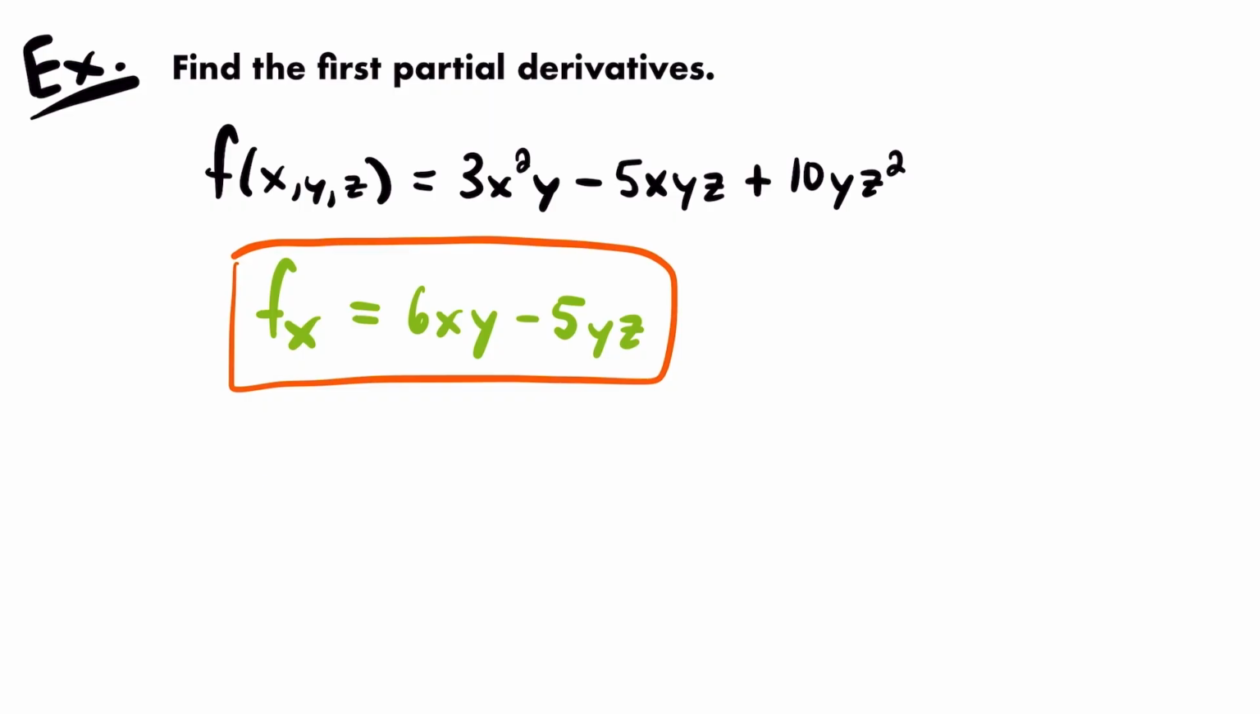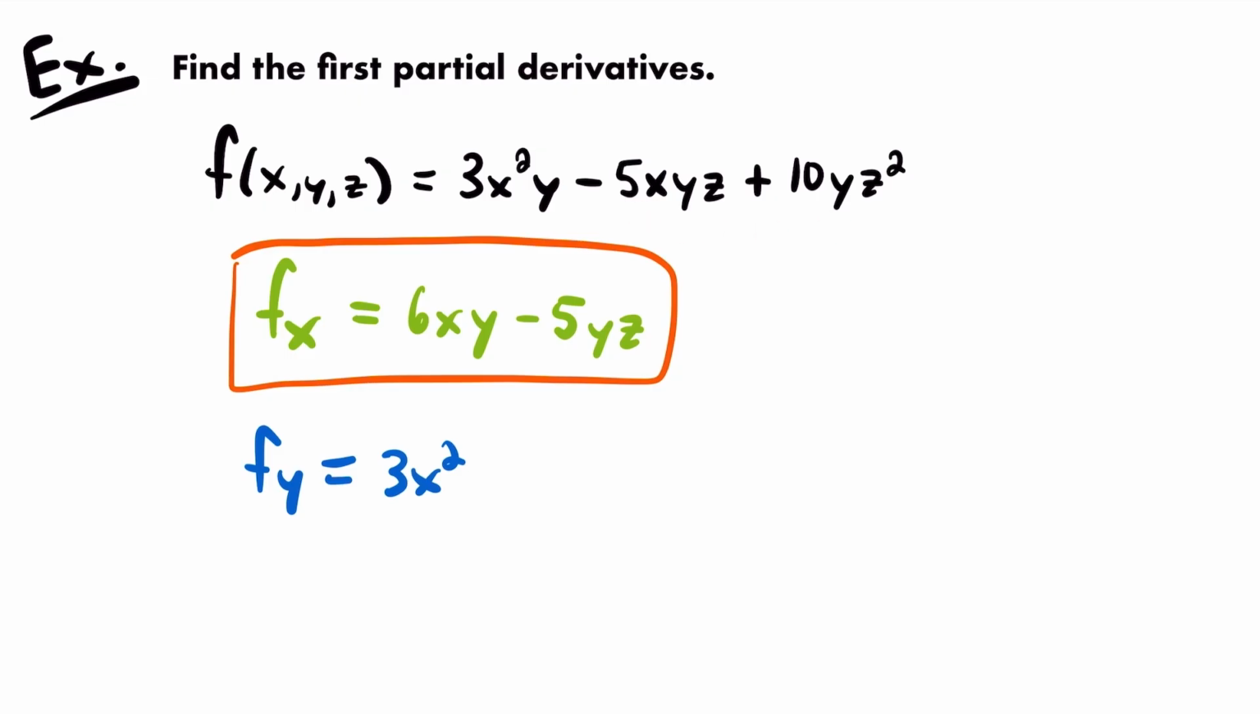Now let's move on to the partial derivative with respect to y. So now what we're going to do is take the derivative of this function, but with respect to y. So we will treat x and z as constants. So looking at this first term here, 3x squared times y, the 3x squared part we would view as a constant. It would just be the coefficient of this y to the first power. So the derivative of that would just be 3x squared. It's just that coefficient. So we have 3x squared.